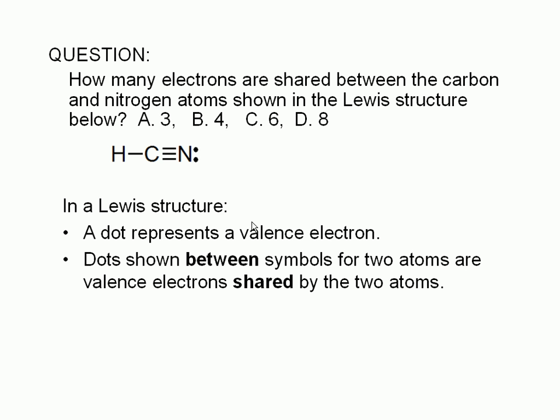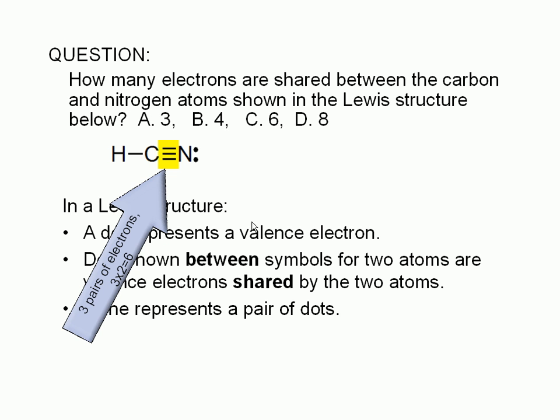Dots shown between symbols for two atoms are valence electrons that are shared by the two atoms. A line is usually drawn instead of a pair of dots. If we look at the structure, we can see that there are three lines drawn between carbon and nitrogen. Each line represents a pair of dots or a pair of shared valence electrons.